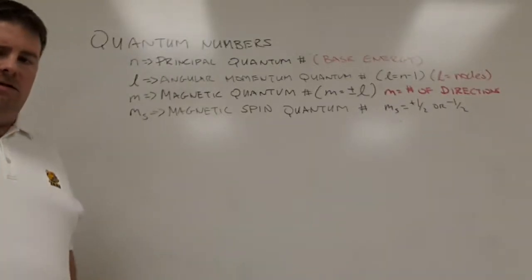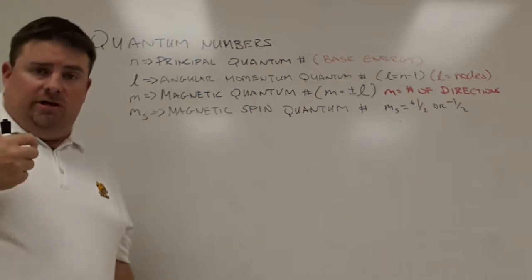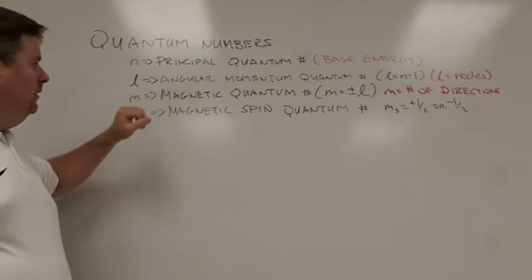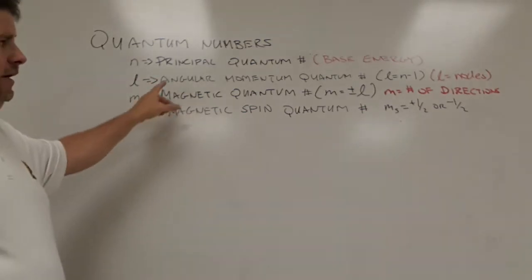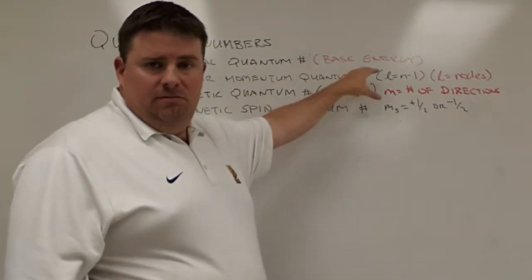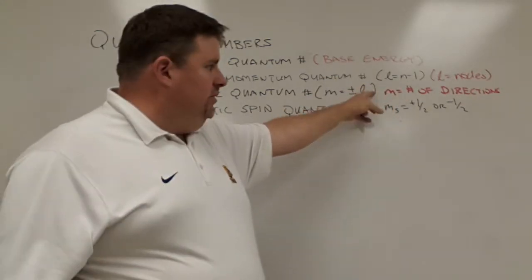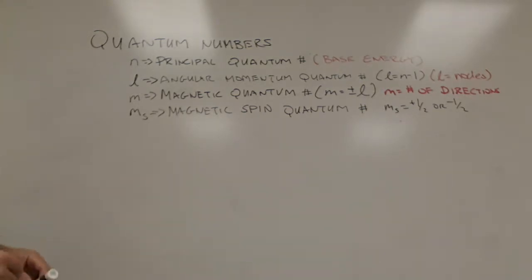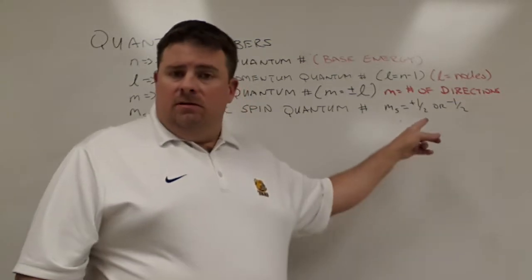So we've got the basics of the beginning of describing electrons using quantum numbers, right? N being the principal quantum number, L being the angular momentum quantum number, M being the magnetic quantum number. This describes the basic energy of the shell, followed by the number of nodes in each one of the orbitals, and then the directions that we've got.